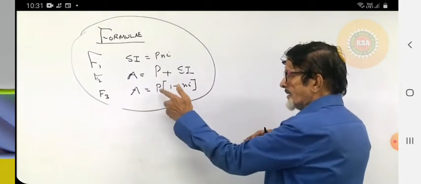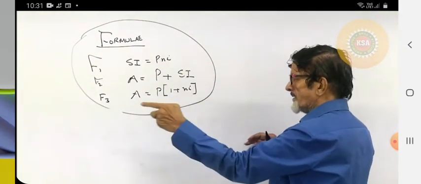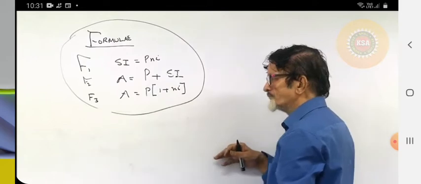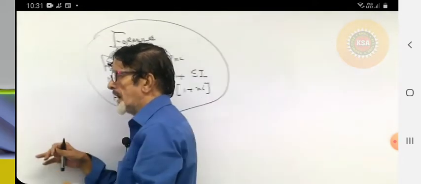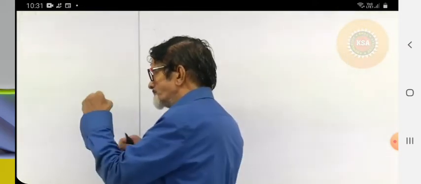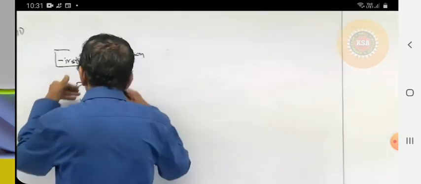Letters are used. P letter given, N letter given, I letter given. The above letters are connected in these formulas.